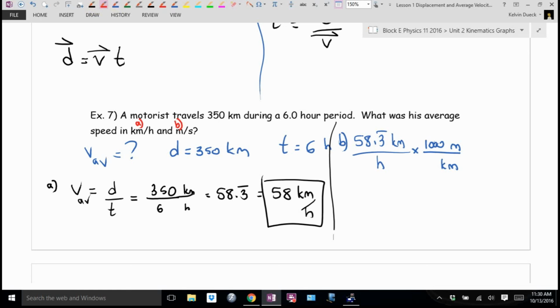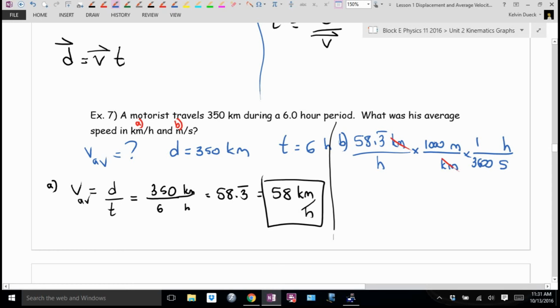That would give us meters per hour. We need to get rid of hours. Where's hours originally? On the bottom. So where's it going to go in my conversion factor? And I want seconds. Now, we could go from hours to minutes, but have you guys realized how many seconds there are in 1 hour? 3,600. Most of you have clued in that there's 3,600.